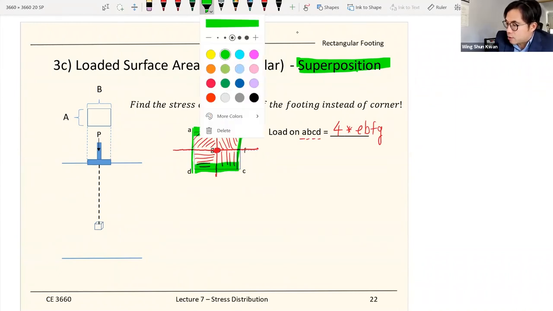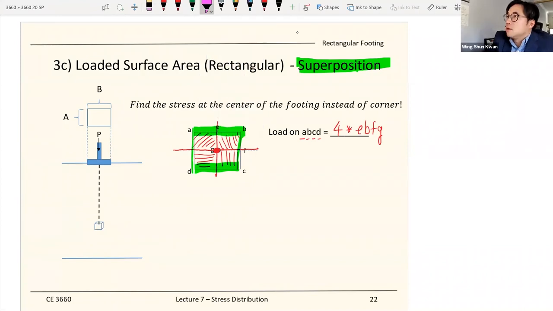And now we're trying to look at the stress from one of these little pieces, but the corner of it will be at the center of the whole foundation. For example, E, B, F, G. So we just try to look at this little piece, and the loading out of it times four will be equal to the whole foundation. And we are still being bothered with the method. We are looking at the corner of these little pieces.